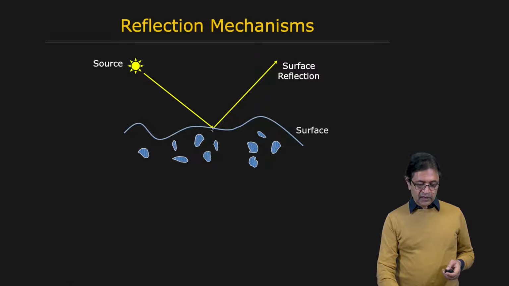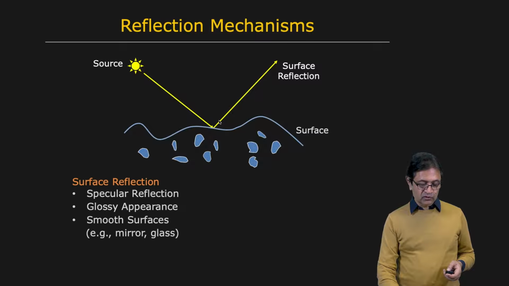The first is what we call surface reflectance. You have light falling on the surface, and the reflection takes place at the surface itself, the interface right here. The light is reflected. And so this is also called specular reflection. It gives objects a glossy or shiny appearance, and it mainly comes off of smooth surfaces like mirrors, glass, and polished metal of different types.